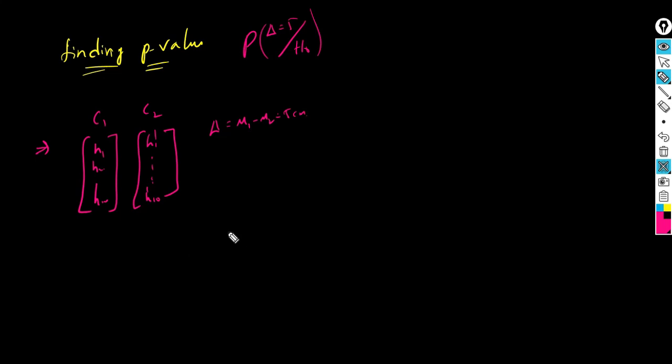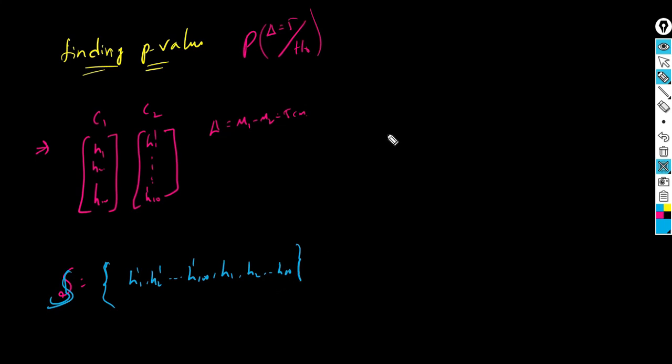Now, to find the p-value, initially we will combine all the samples. We call this S, which contains H1, H2, up to H100, and H1 dash, H2 dash, up to H100 dash. We have 200 people's heights.